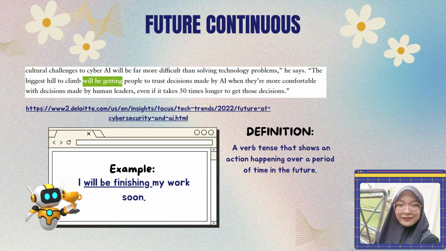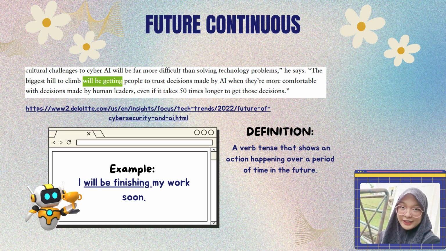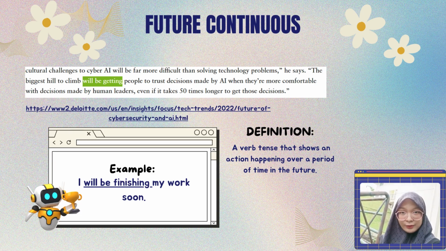Now, let's move on to future continuous. Future continuous is a verb tense that shows an action is happening over a period of time in the future. According to the article, the biggest hill to climb will be getting people to trust decisions made by AI. We use will, be, verb plus ing. For example, I will be finishing my work soon.